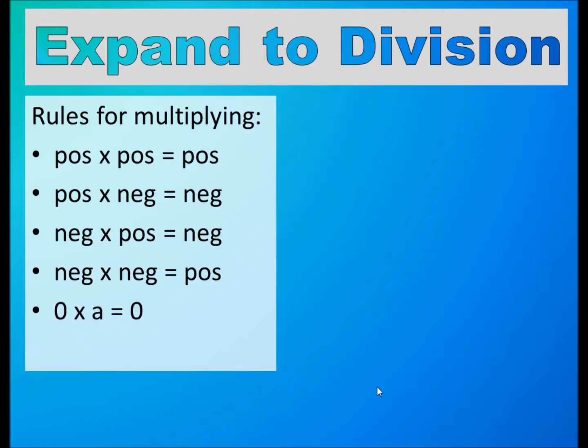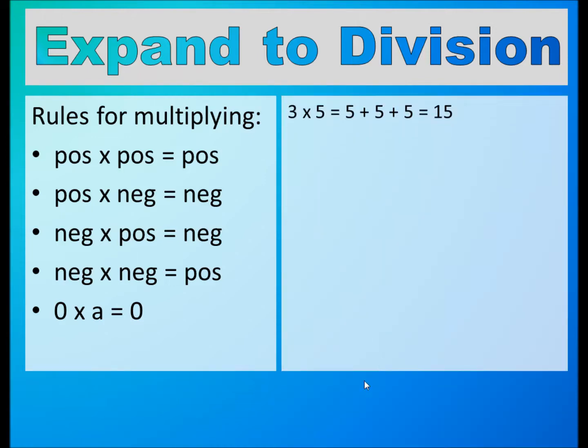0 times a, so a is a variable. It stands for any number. In this case, 0 times a is equal to 0. So a quick detour: why does 0 times a equal 0? We already know that 3 times 5 is equal to 5 plus 5 plus 5. That is using repeating addition. We have 3 5s, and that is equal to 15.